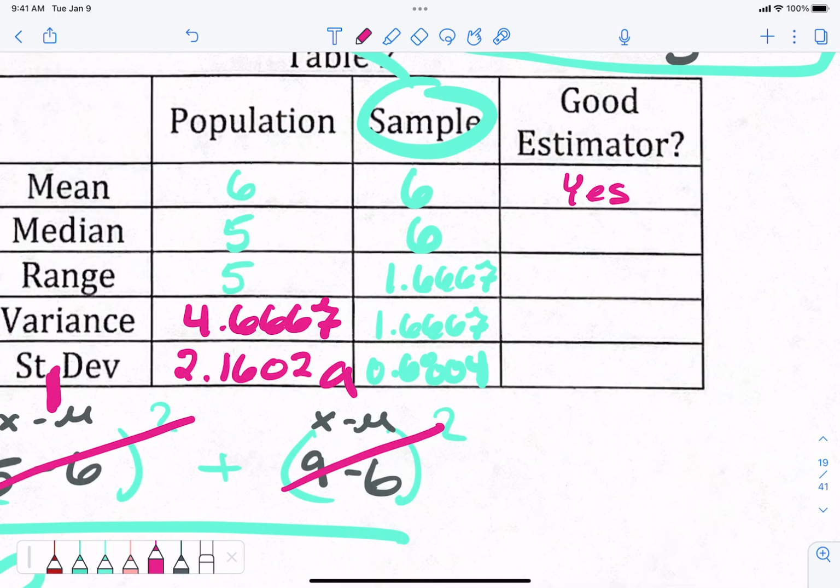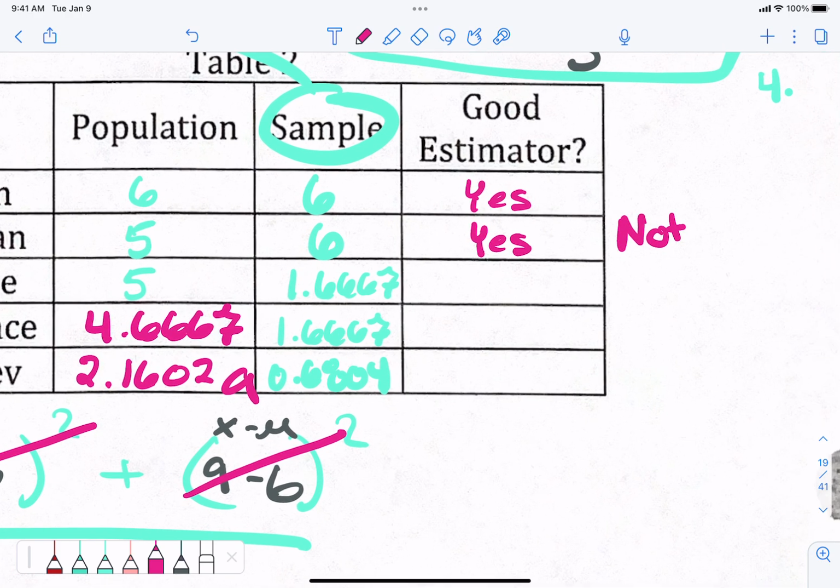Now, the median, the middle number. One was 5 and one was 6. I mean, they're close to each other, so in this case, it might be decent. So yes, but will it always be? Not always. Like if my numbers were spread further apart, my median might be way different. So not always.